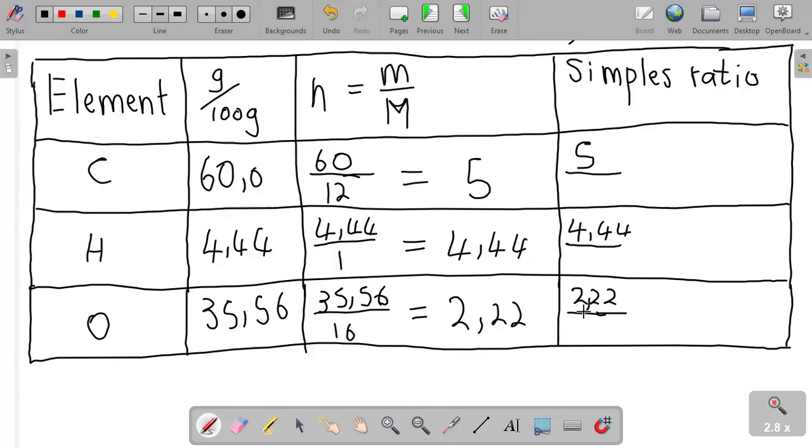Then we divide by the smallest. This is the smallest number, 2.22, to get the ratio. So it's going to give us 1. And then 2.22, it's going to give us 2. Then 4.44 divided by 2.22, you use a calculator here, it gives you 2.25.